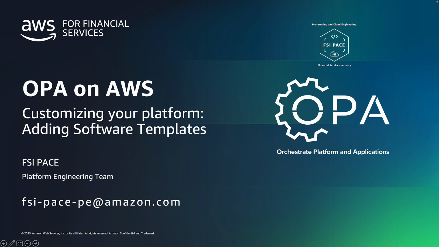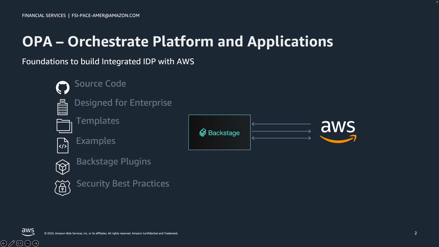This video is part of a series of videos about the OPA on AWS open source solution to provide AWS-related functionality in your Backstage developer platform. In this video, we're going to dive deeper into environment providers in OPA to describe what they are and how you can build and contribute your own provider to customize the solution.